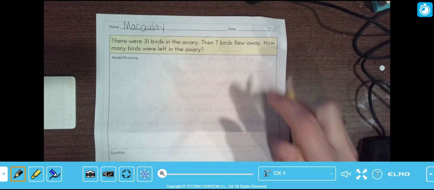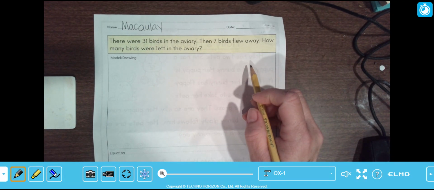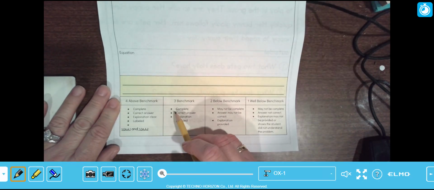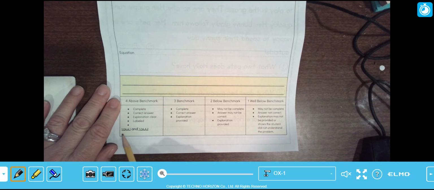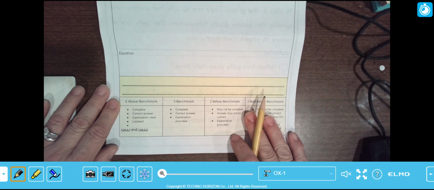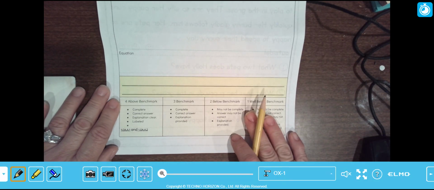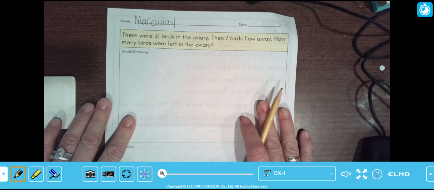Okay, now we're going to go over the standard. So the standard that you're going to use for this one is 108A.1 and 108A.2. And both of these have to do with solving word problems that have to do with addition or subtraction.